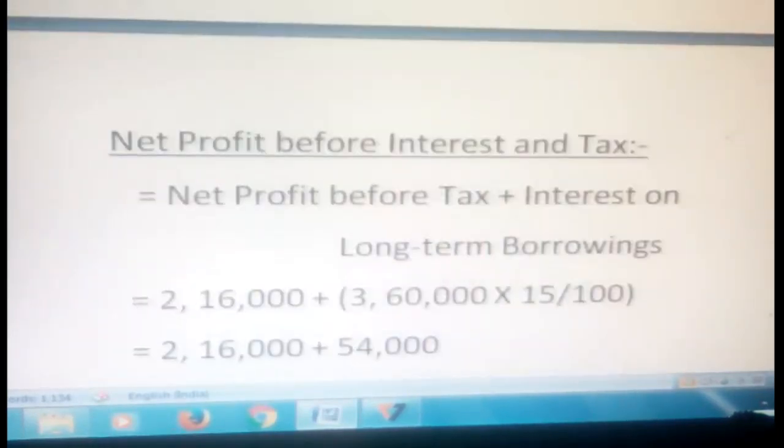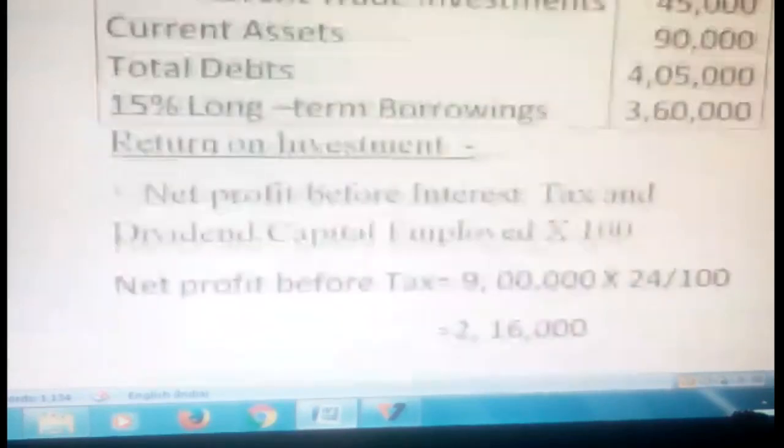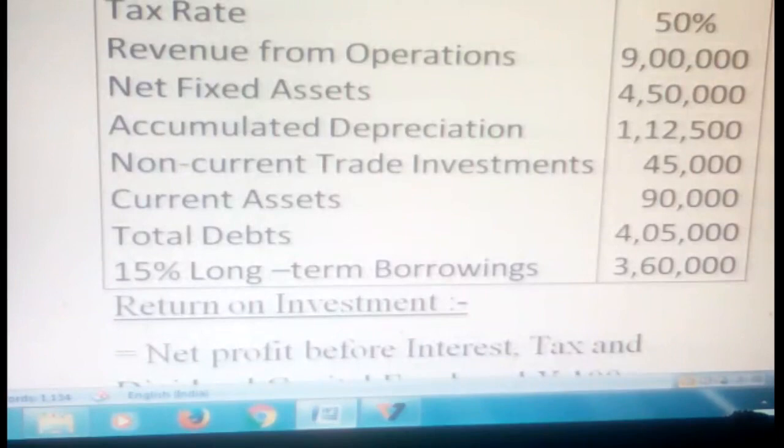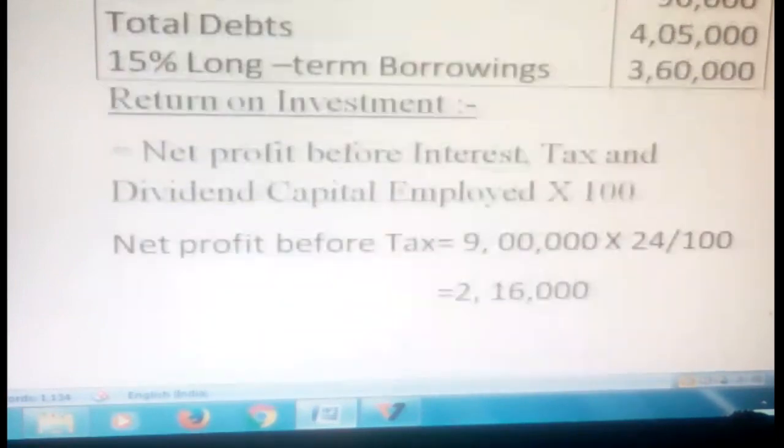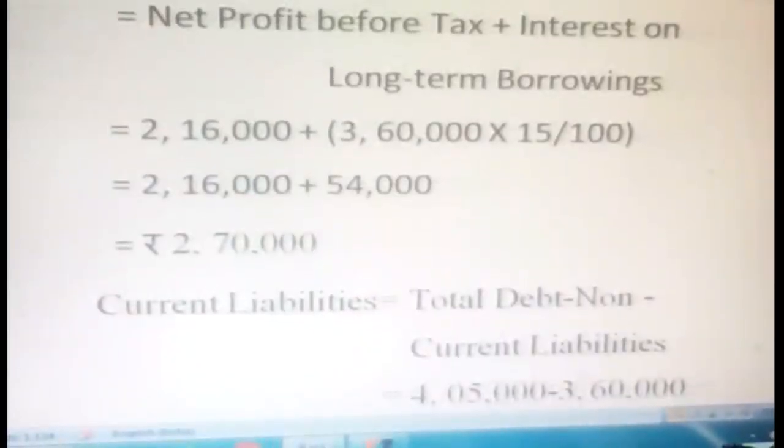Thereafter, net profit before interest and tax. Net profit before tax, then we add our interest on long-term borrowings. We already know our 3,60,000, 15% long-term borrowings. We get 54,000. So 2,16,000 plus 54,000, we get 2,70,000.